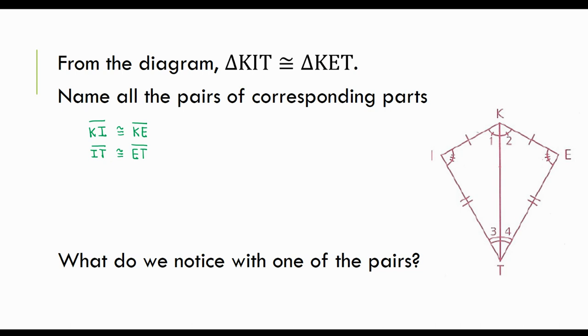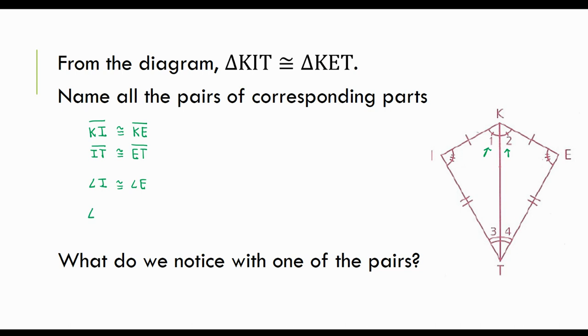Also, based off of my picture, I see that angle I is congruent to angle E. I got to use one letter because there's only one angle at I and one angle at E. Notice that the angles up here by vertex K are marked congruent, and they actually gave me numbers. So we could use the letters or we can use the numbers. So angle 1 is congruent to angle 2. I'm going to use the letters just to kind of show you.